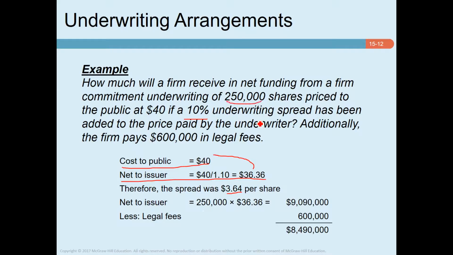So how many shares are issued? 250,000 shares. The issuer gets 36.36 per share. So this is the fund to the issuer, and there is also legal fees, which is 600,000, that is deducted. So the net fund to the issuer is 8,490,000. And the flotation cost that we were discussing in the last slide will include the amount that goes to the underwriter, which is 3.63, and also the legal fees. The sum of these is the flotation cost.